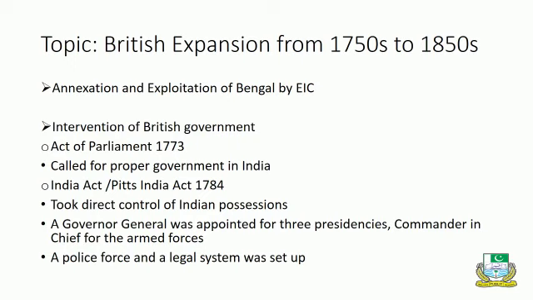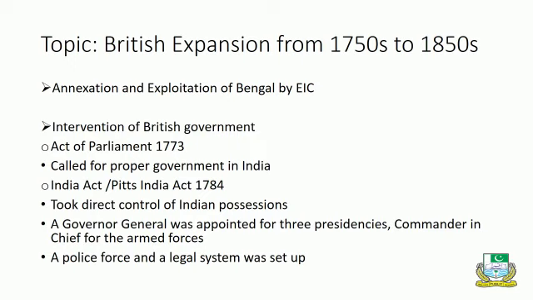The intervention of the British government. The British government did not like this attitude of the East India Company and could not leave lands in the hands of a trading company. So it introduced an Act of Parliament in 1773. This act called for proper government in India and required the EIC to provide good government to stop this anarchy.